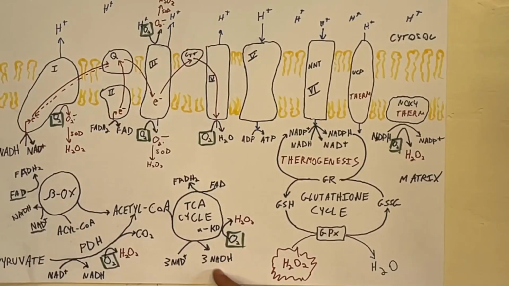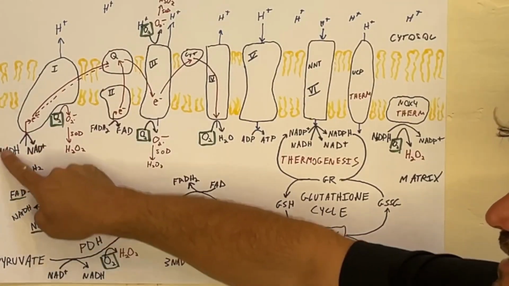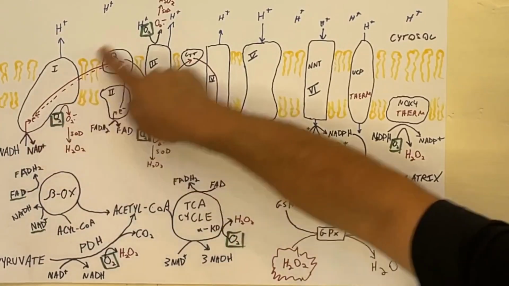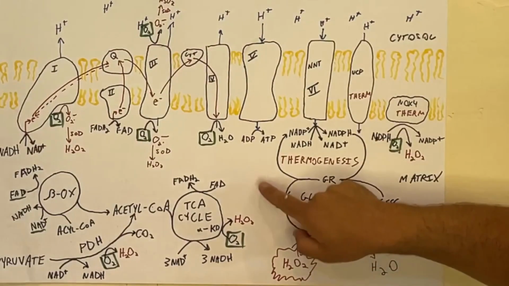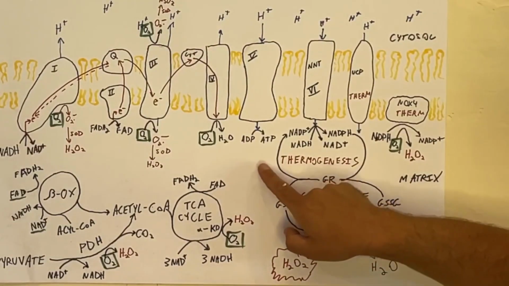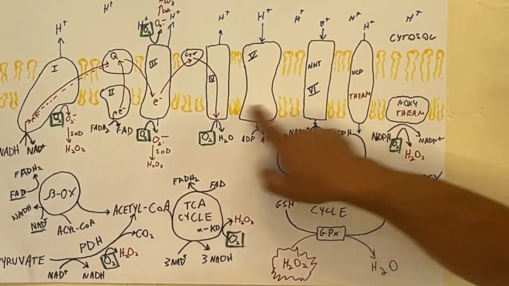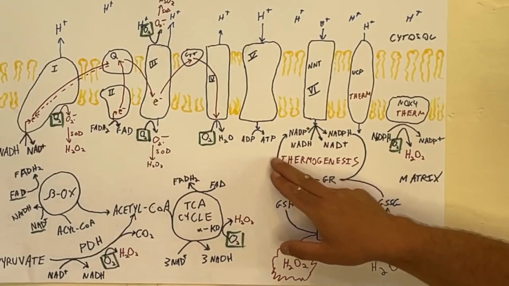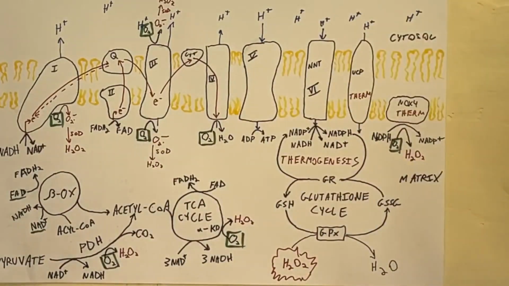And this NADH comes up here to complex 1 and it gets oxidized back to NAD+ and it hands its electrons off, and these electrons are used to pump protons, and when those protons come back down into the mitochondrial matrix, ADP is converted to ATP. And so this is the source of 95% of the ATP in your body, this electron transport chain in the mitochondria. It's how we make energy.